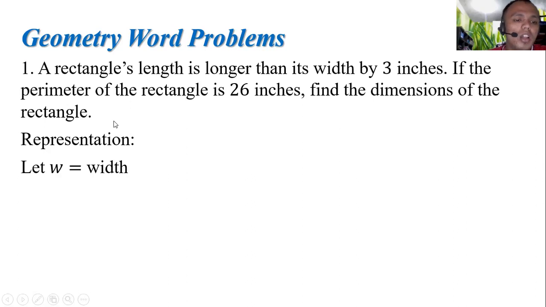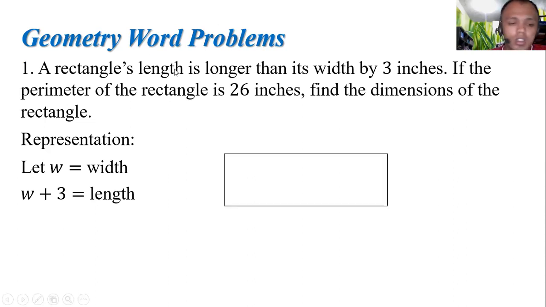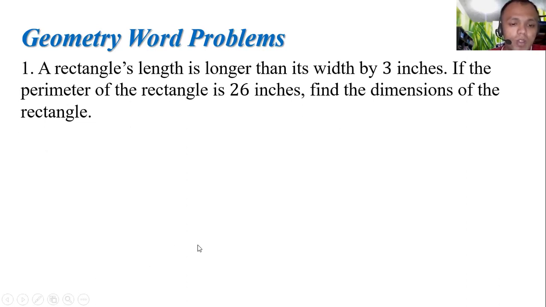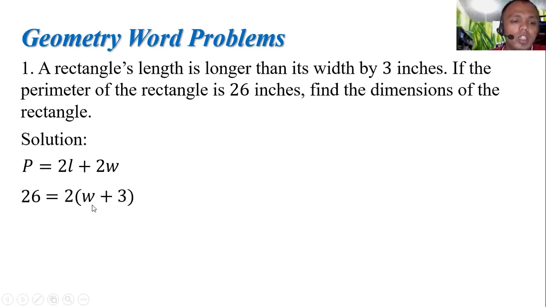Okay? Now, we will let W be the width and then W plus 3 be the length. Kasi nga, lamang ng 3 inches yung length eh. Now, here, ito yung length, W plus 3, ito naman yung width. And then, yung formula natin sa perimeter is P is equal to 2L plus 2W. Okay? Now, substitute your perimeter, which is 26, equal to 2 times yung length natin is W plus 3 plus 2W. Okay? We have 26, 2 times W is 2W, 2 times 3 is 6, 2 times W is 2W.